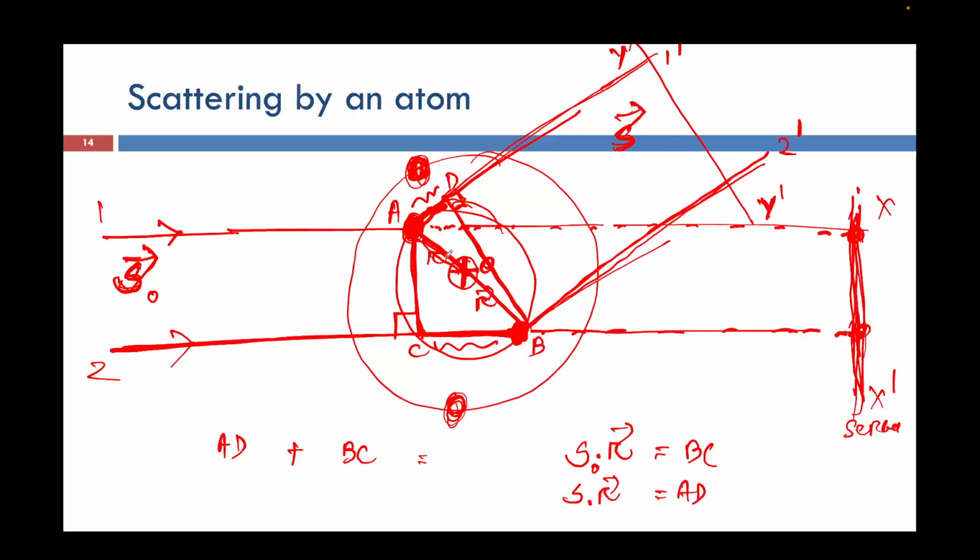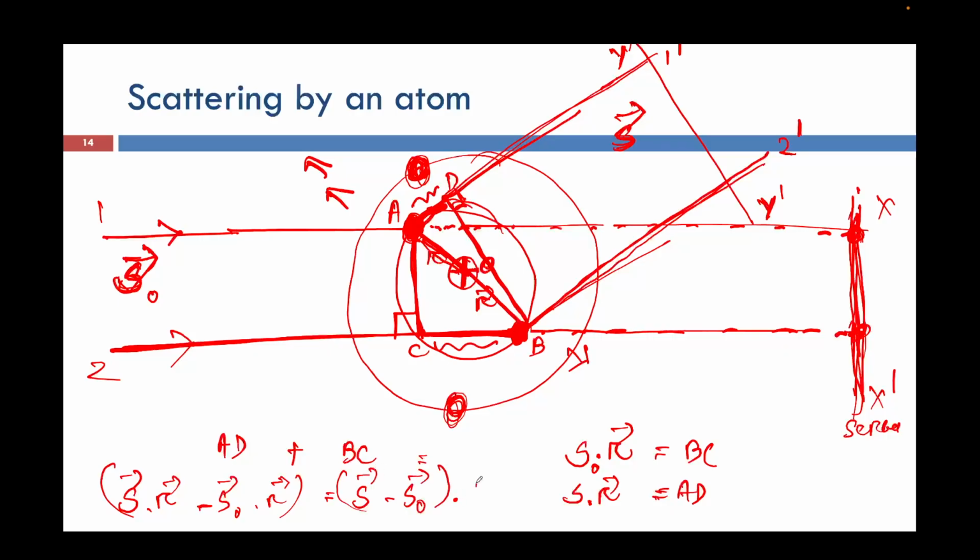However, one R vector I am taking in one direction, and another R vector I am taking in another direction. So if I take this direction as my positive direction, then the path difference that I will be getting is S dot R minus S naught dot R, right? And if I have to do this, it is S minus S naught dot product R, so this will be my total path difference when scattering by an atom happens, okay?